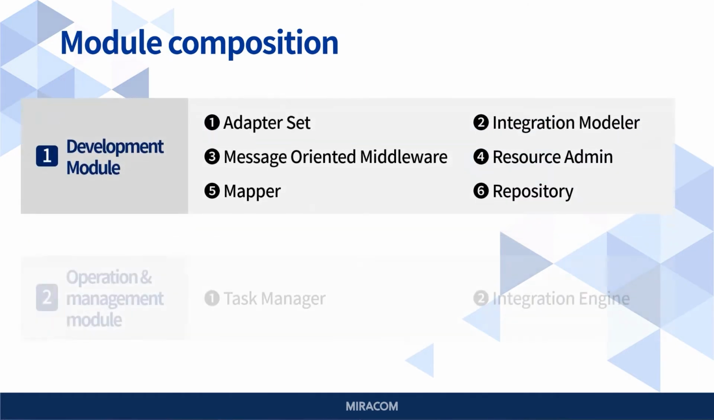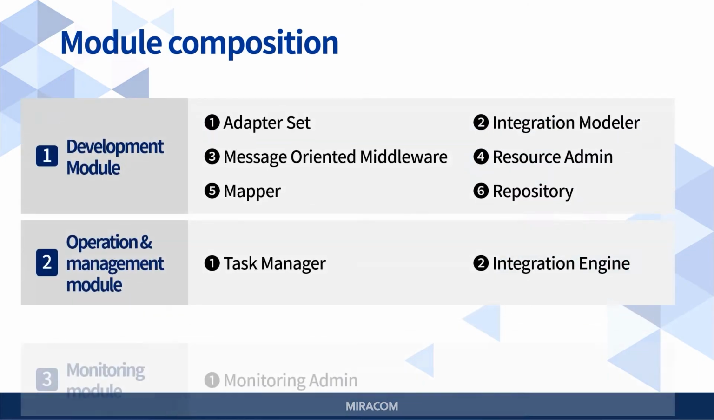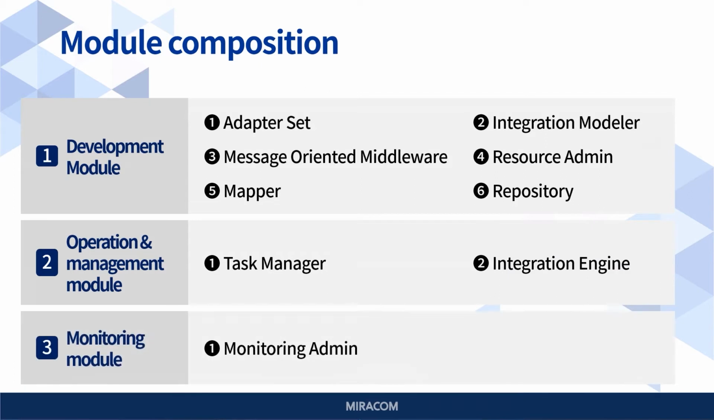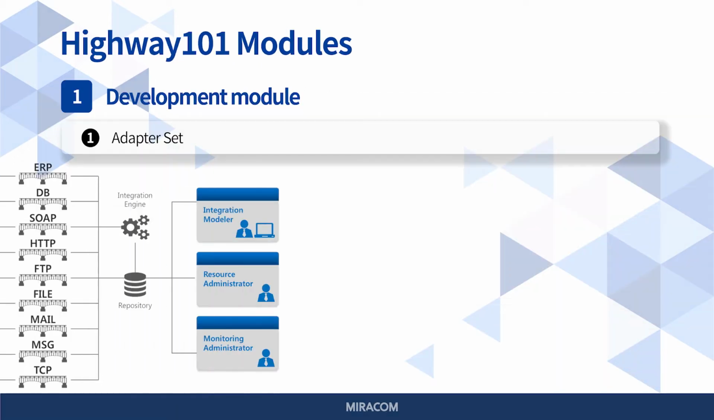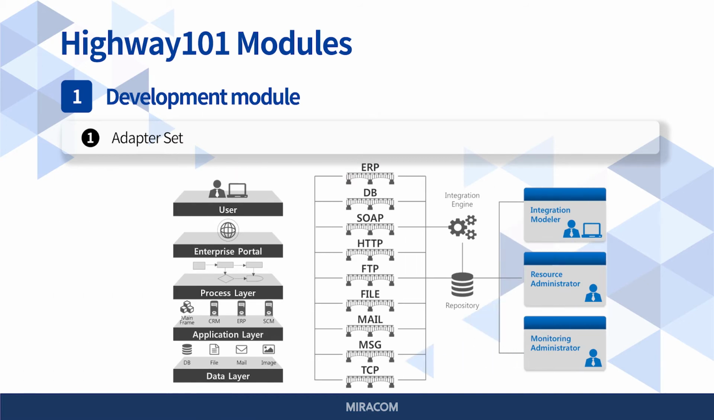Highway 101 consists of a development module, an operation management module, and a monitoring module. Adapter Set is a key module of integration that provides connectivity for various systems and protocols within and outside the enterprise. With the various types of adapters that we provide, adapter functions can be easily set up.